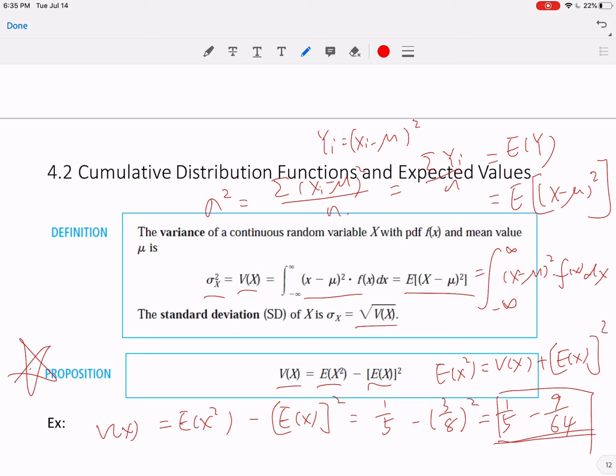If you want to find the variance, you can always apply the definition formula, but sometimes it's too long a calculation to do. So what I recommend is to remember this proposition here, and think of this formula first. Once it works, it's going to save you a lot of time.